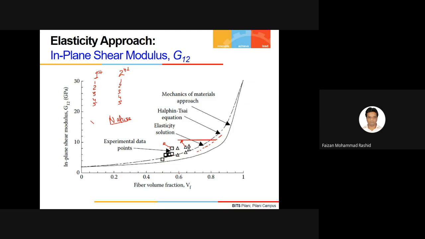But you see, the model prediction from the elasticity solution for G12 is again very good here. At least it's crossing through the experimental data, and it is spanning some of the experimental data very well. So the model building from the elasticity model is always encouraged. But this is an expensive job. To get the solution for the elasticity model, it's an expensive job.